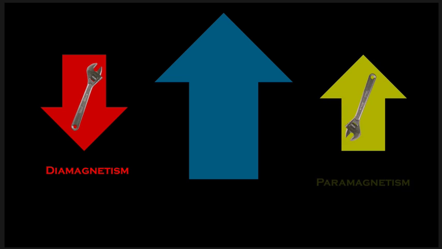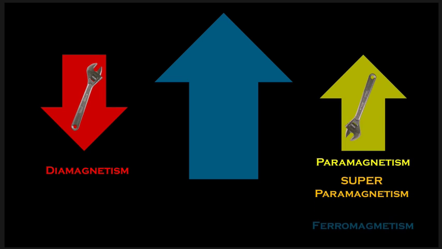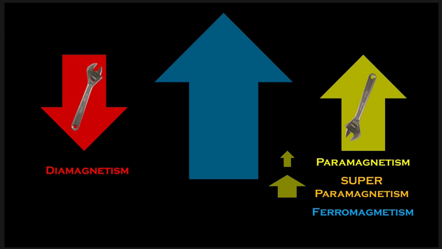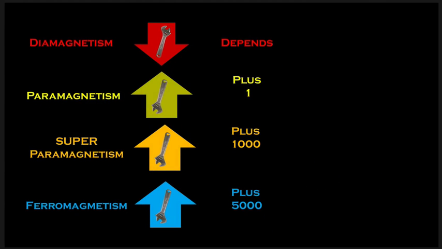Now, when it lines up with the field in the same direction, augmenting it, there are a couple of different vocabulary words that you'll see: para, superpara, and ferromagnetism. The reason you would use one versus the other is how strong that augmentation is. To put that in relative perspective, if you thought of para as a 1, super is like 1,000, and ferro is like 5,000. So there's a big step up there, and it's along the spectrum.